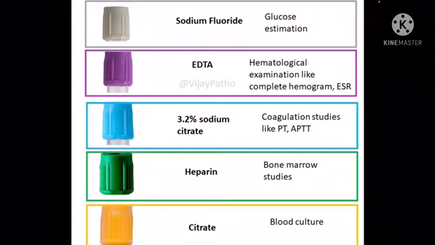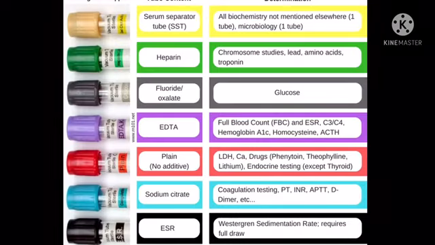The green cap Vacutainer contains the anticoagulant heparin, and this is used for bone marrow studies. The next, yellow or mild orange cap Vacutainer, contains citrate, and this is also used for blood culture because it contains citrate that binds the calcium.